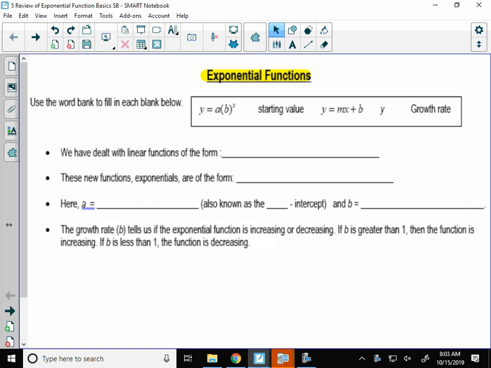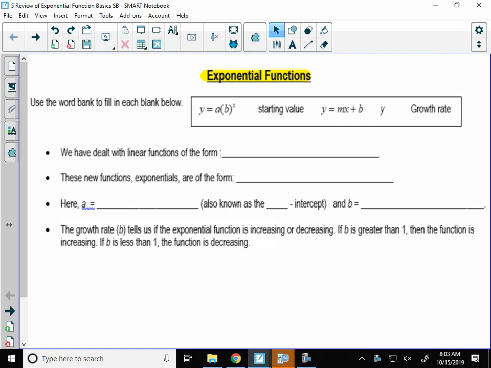All right, this video is for the review of exponential functions notes and practice. There'll be two videos for the notes. This is video 1. We'll just do examples 1, 2, and 3 on here. So the first couple examples. We're going to use the word bank to fill in the blanks here.